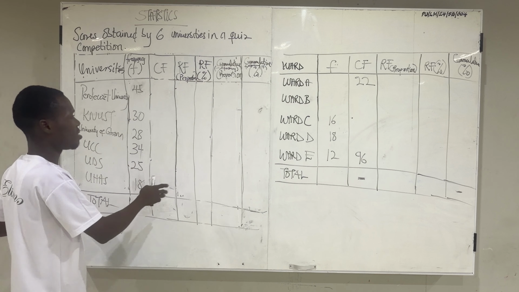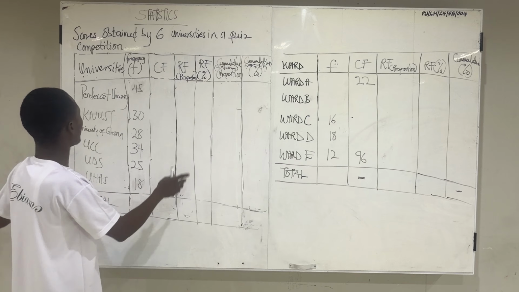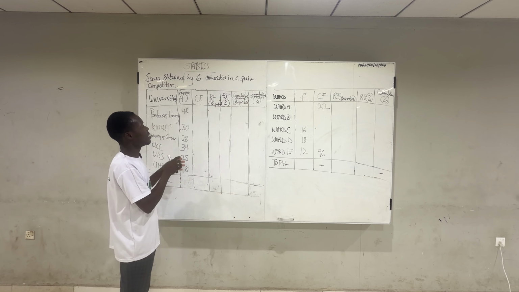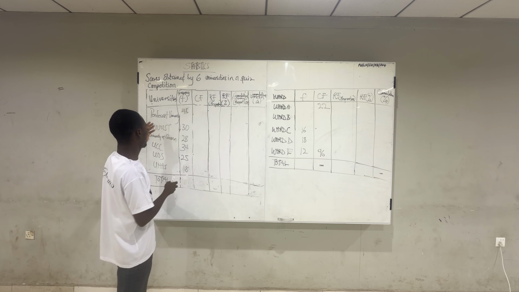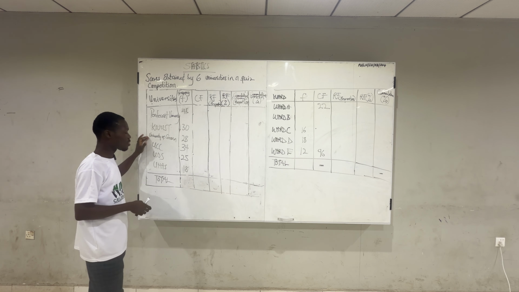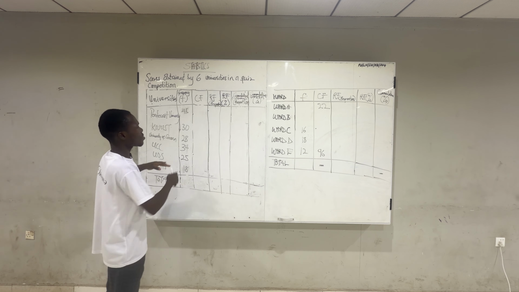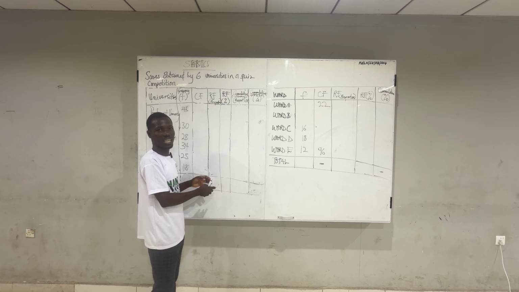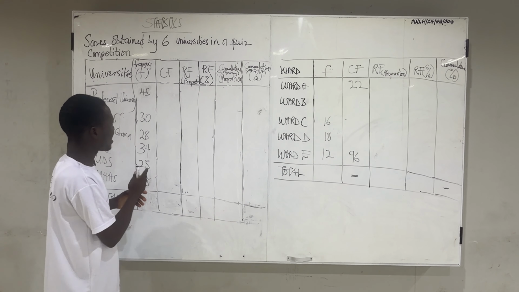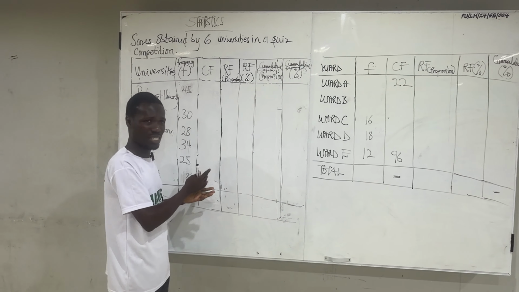So this table is a frequency distribution table representing scores obtained by 6 universities in a recent quiz competition. The universities are Pentecost University, KNUST, University of Ghana, UCC, UDS, UHAS. Anytime you are given a frequency distribution table, you have to pay attention to the values that have been given and the ones that are not given.